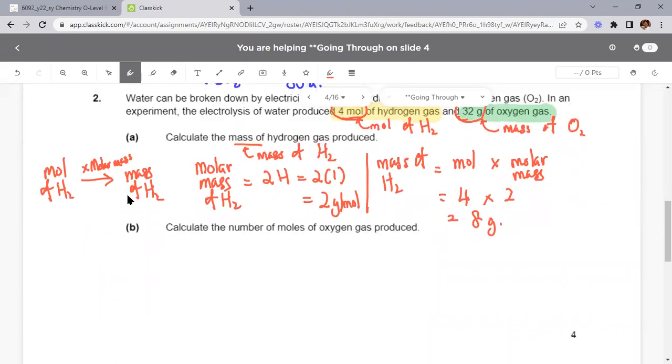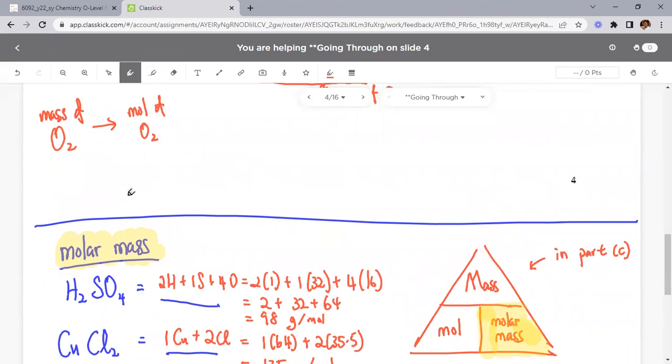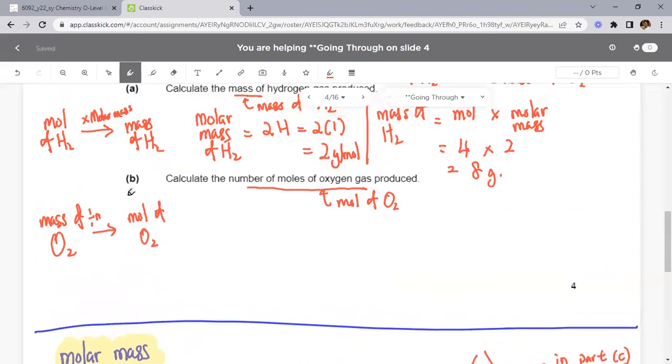Now we're going to reverse the working. Instead of going from mole to mass, what's given to you now is the mass of O2, but what the question wants is the number of moles of oxygen gas. So I want to go from the mass of O2 to the mole of O2. Looking at the triangle again, how do we go from mass to mole? Mass divided by molar mass gives you the mole. So I need to divide by the molar mass.